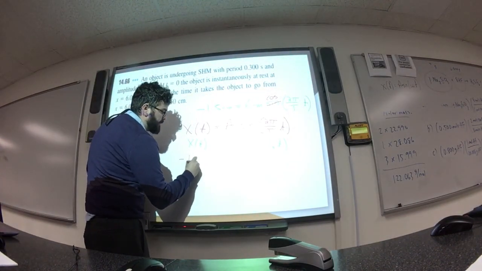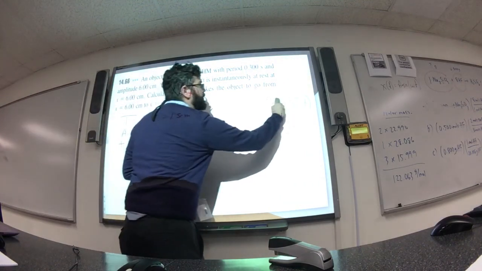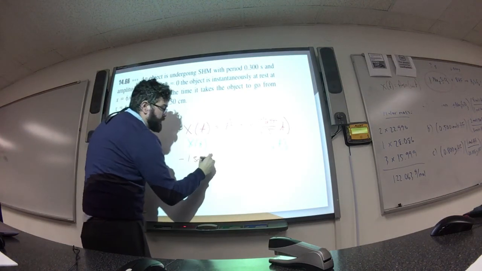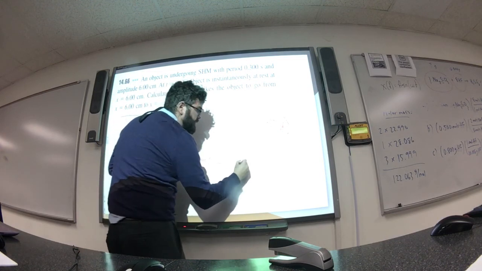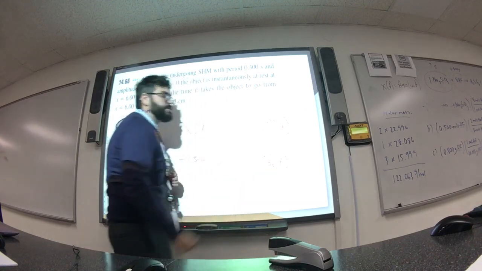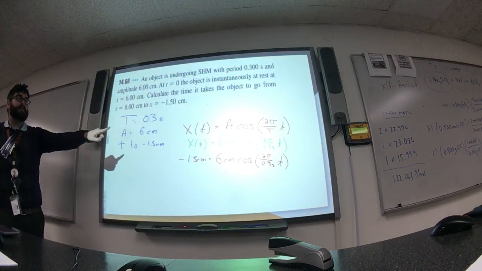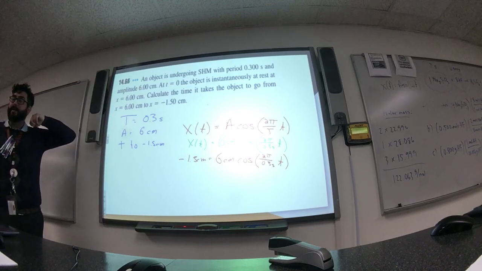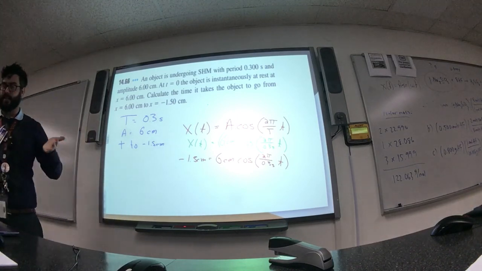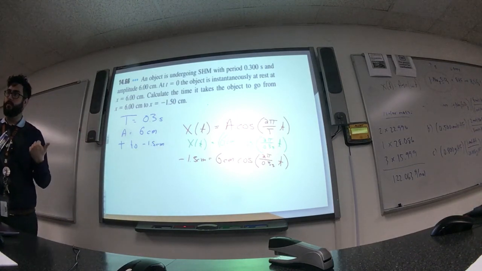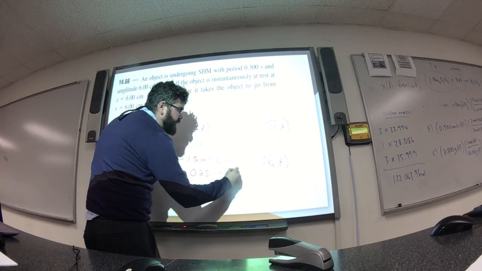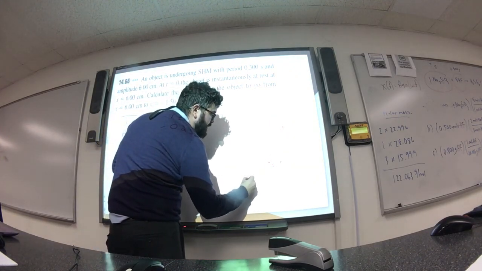So negative 1.5 centimeters. You know what? I'm just going to erase this real fast so that I don't have a bunch of stuff all over the place. Equals 6 centimeters times cosine of 2 pi over 0.3 seconds times t. You are more than welcome to replace that with a number. If I divide by 6 on both sides, I'm going to get rid of my centimeters, which is okay, which means I don't have to convert this to meters. Beautiful. That's one less thing I have to do. I'm going to end up getting a quarter, 0.25. So negative 0.25 equals cosine of 2 pi over 0.3 seconds t.